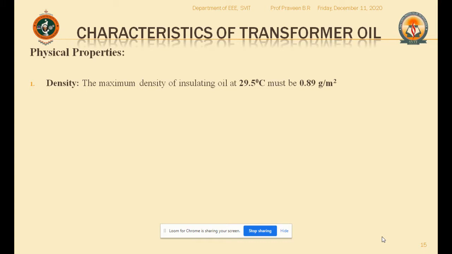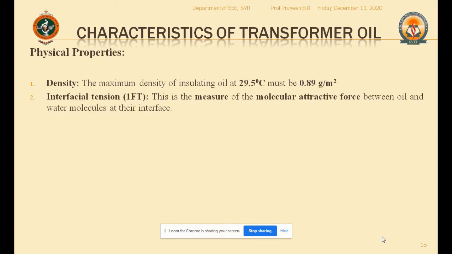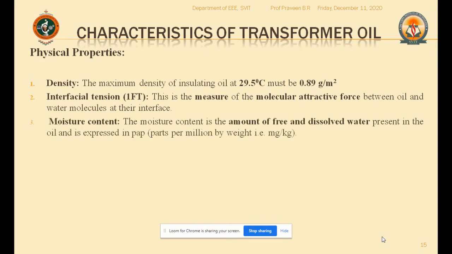The first property is the density. What should be the density of a good transformer oil? It should be 0.89 gram per meter squared at 29.5 degrees centigrade. The interfacial tension is the measure of the molecular attractive force between the oil and the water molecules at their interface. So it should have a good interfacial tension. Moisture content, the amount of free and dissolved water which is present in the oil. It should not have water content within it. So moisture content has to be removed.